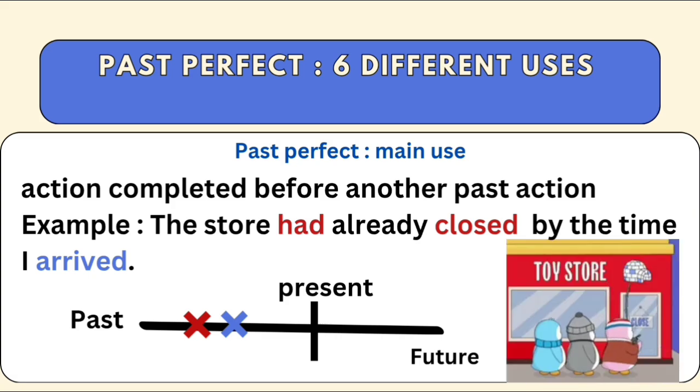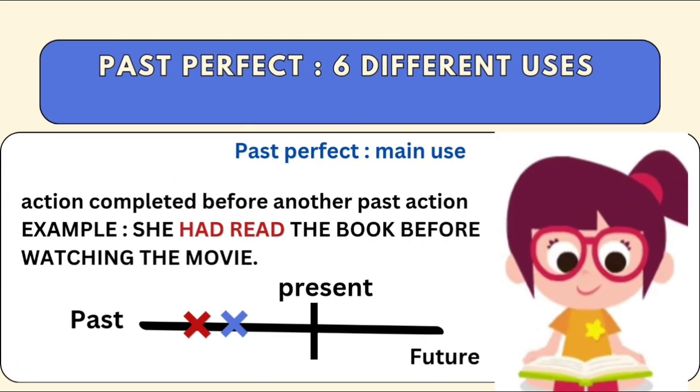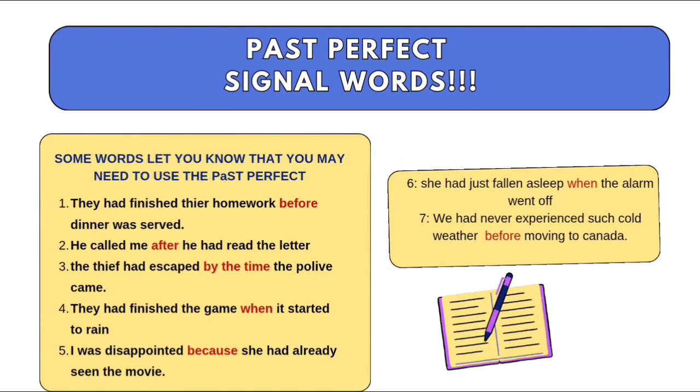Another example. She had read the book before watching the movie. So she had read the book. She read the book first, and then she watched the movie. 2 actions in the past, but they are in sequence. The past perfect has some signal words. So some words let you know that you may need to use the past perfect. Not always, but very often.